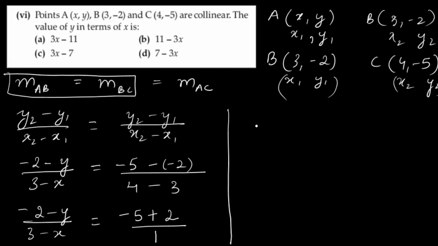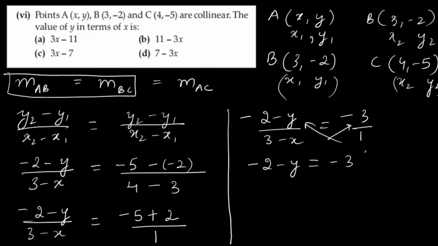Now we simplify. (-2 - y)/(3 - x) equals -5 plus 2, which is -3, over 1. We can do cross multiplication. We multiply -2 - y with 1, it stays the same, and -3 into (3 - x). Now we do the bracket multiplication. So -2 - y equals -3 into 3 which is -9, and minus into minus is plus, so plus 3x.